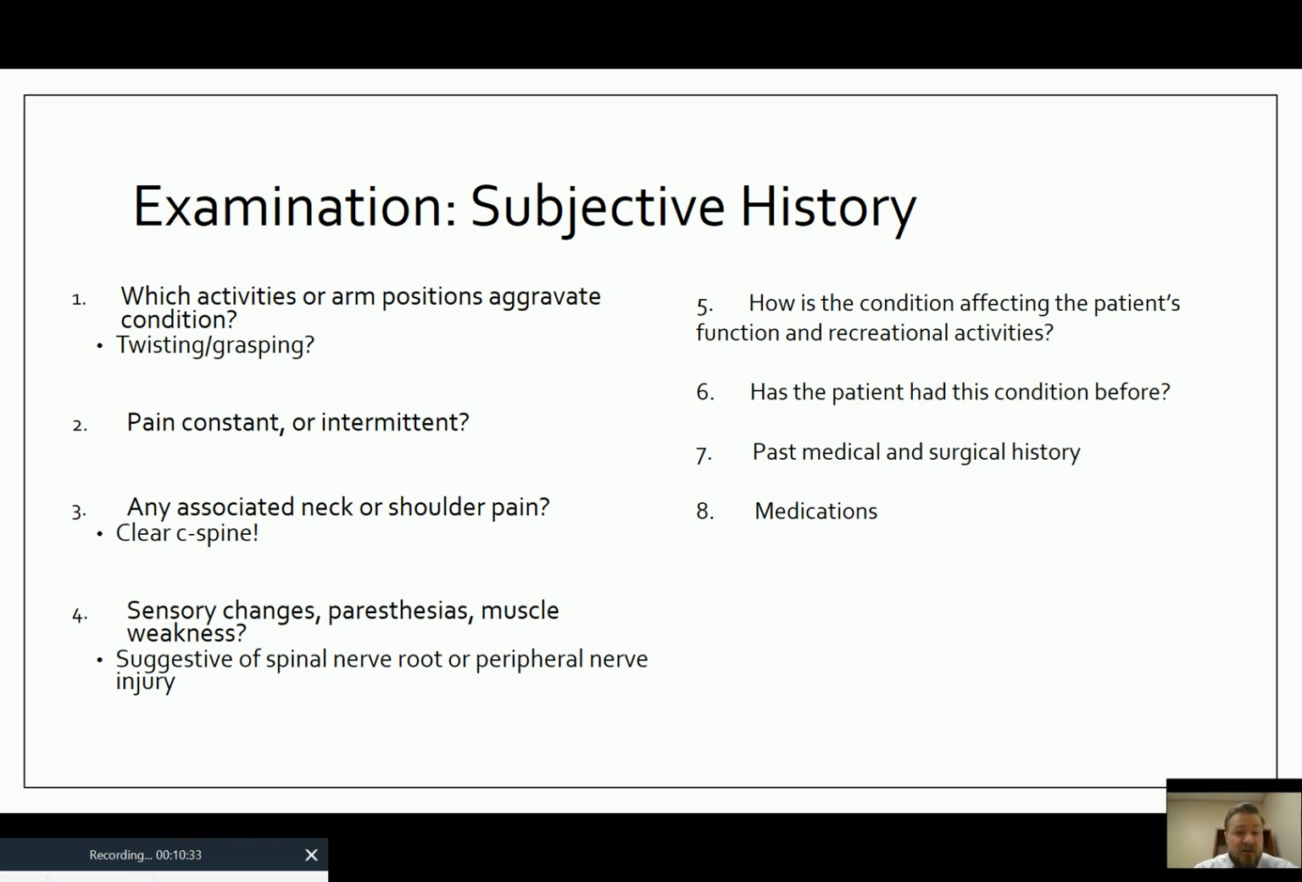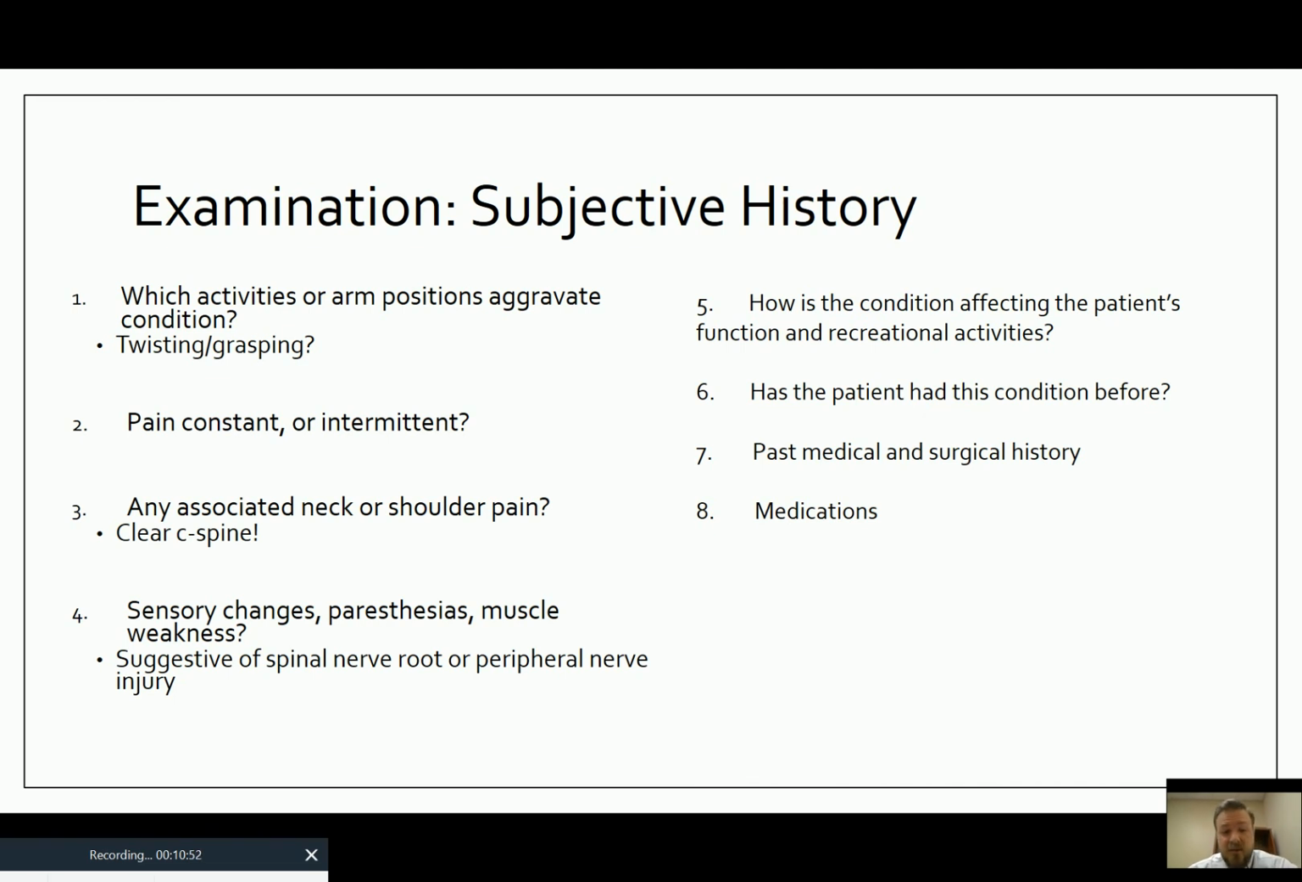Is there any associated neck or shoulder pain with your elbow condition? You want to make sure you clear the cervical spine. This is extremely important. You don't want to miss a cervical spine injury that's giving you radicular symptoms to the elbow. Have you noticed any sensory changes, paresthesias, or muscle weakness?